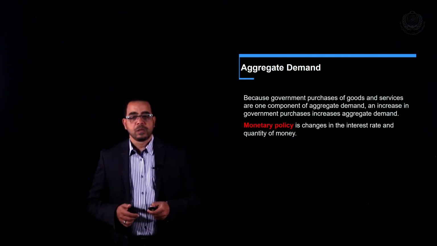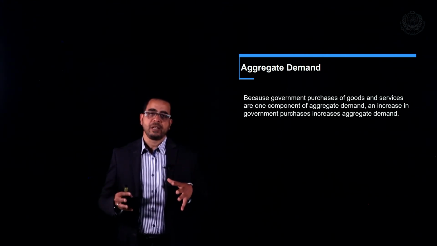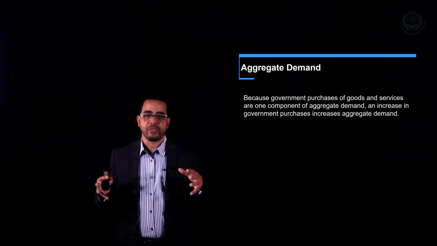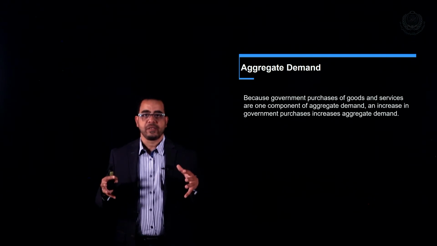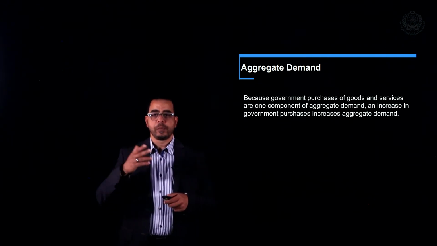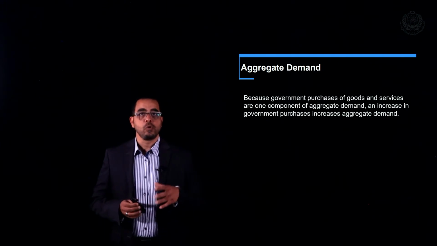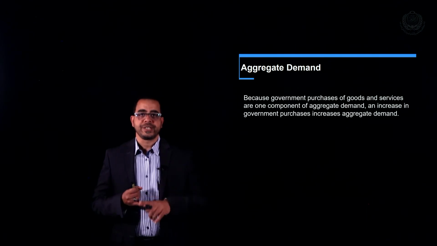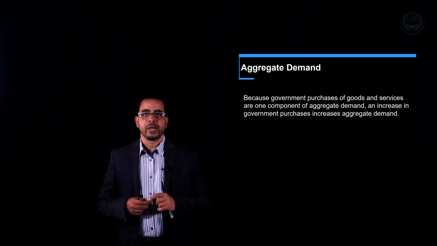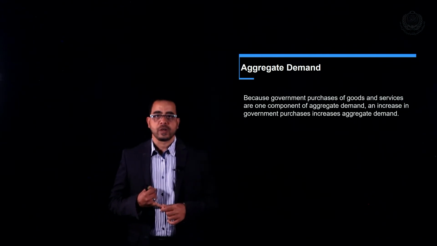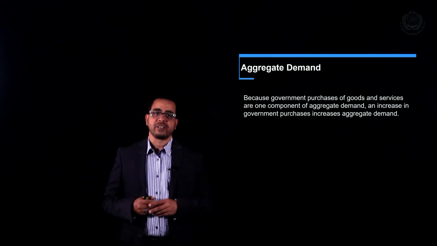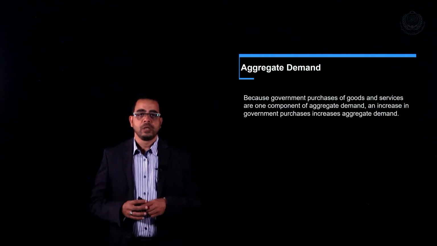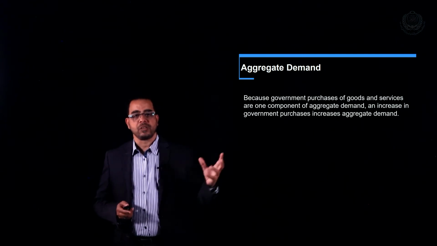On the other hand, the government itself is a player in the market, and its procurement, purchases and expenditure affect the aggregate demand. Because government purchases of goods and services is one of the components of the aggregate demand, let me remind you of the components, which were C, I, G, X minus M. Here we are talking about the G, which is the government purchases. It's a part of the aggregate demand. So an increase in government expenditure means an increase in demand, an increase in the G.